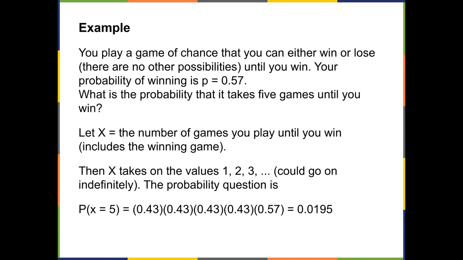So we're going to let X, a random variable, be the number of games you play until you win. And that's always going to be what we have X be for the geometric distribution. So this does include the winning game in our X. So X can take on the values 1, you could win the first time, 2, you could lose the first time, win the second time, 3, lose, lose, win, etc., etc. In theory, you could keep losing forever, right? The probability that X is exactly 5 is going to be lose, lose, lose, lose, win, right? And that's 0.0195. We multiply all those probabilities together. And again, each trial is independent, so that's why we're able to just multiply those together.